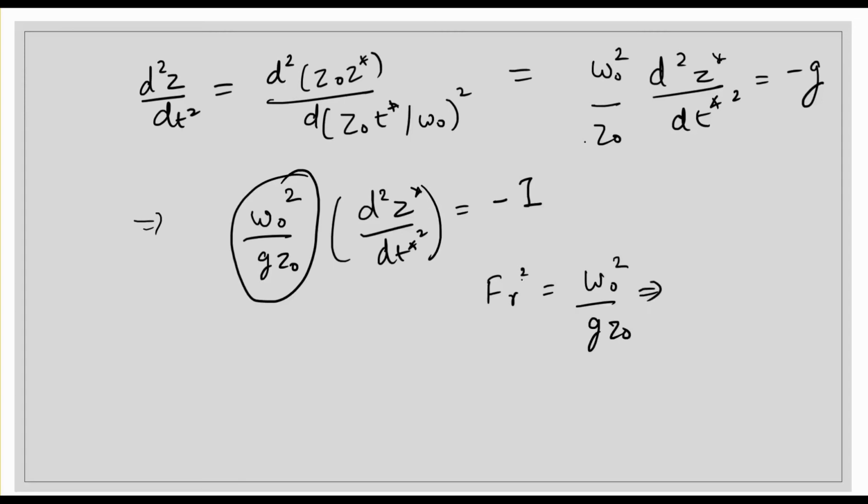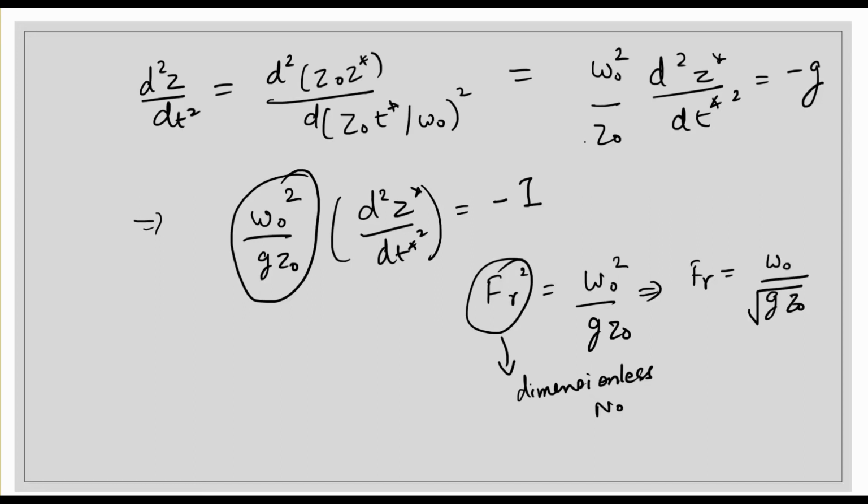This number doesn't have any dimension, so this is dimensionless. So we call it Froude's number. This implies your Fr will be equal to this. Now what will happen? You can see your equation of motion will now become a non-dimensionalized form.